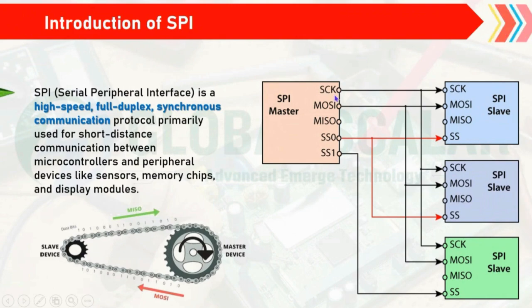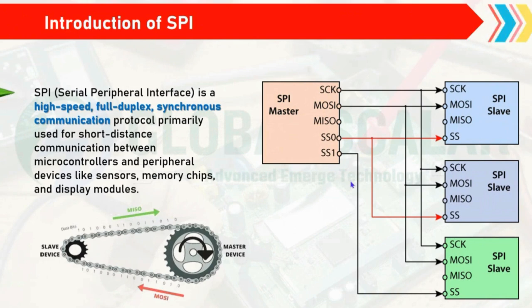And we have SCK, the serial clock. This clock signal is generated by the master and is used to synchronize the data transfer. And we have the slave select, SS0, SS1. So here this slave select, or chip select as we usually say, is the signal from the master to select the slave device. When the slave is selected, the communication will happen between the master and the slave, and here the communication will begin.